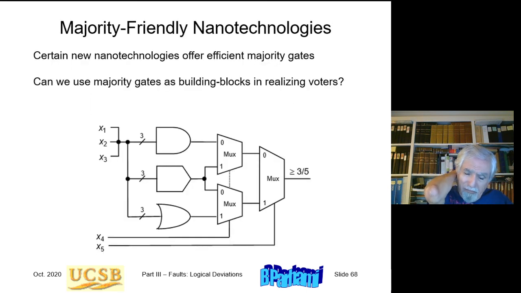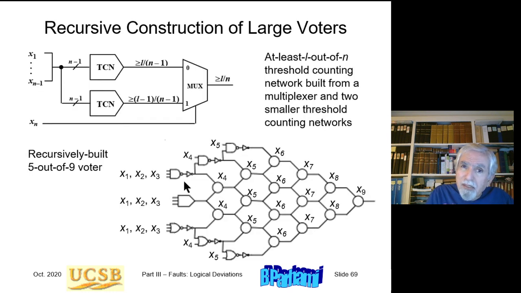More recently I've been looking into some new technologies that are majority friendly. In other words, you can build majority gates in these technologies very easily. The complexity of this majority gate, or 2 out of 3 gate, is not any more than an AND gate or an OR gate. So this is a 3 out of 5 voter using multiplexers, an AND gate, an OR gate, and a majority gate.